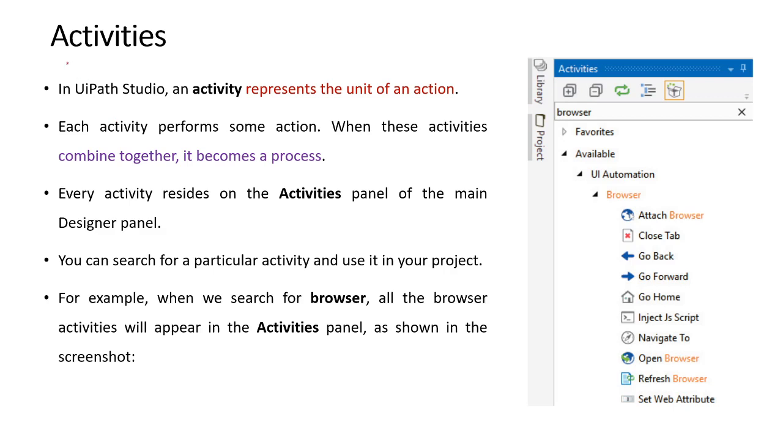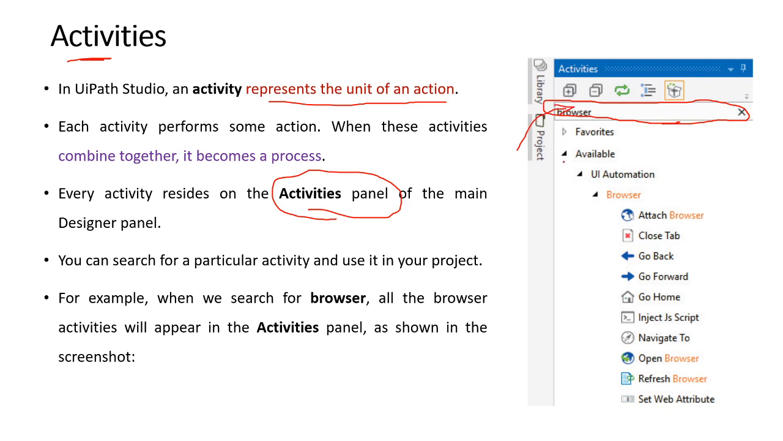And we covered what activities are. Usually an activity means a unit of action, and you can get the activities from the activities panel. The activities panel gives a search box where the user can enter keywords, and automatically the result will be filtered in this window, and you can choose which one you need. For example, if you need the attach browser activity, you can drag it and put it into the designer panel, right? So all these we have seen through the examples.